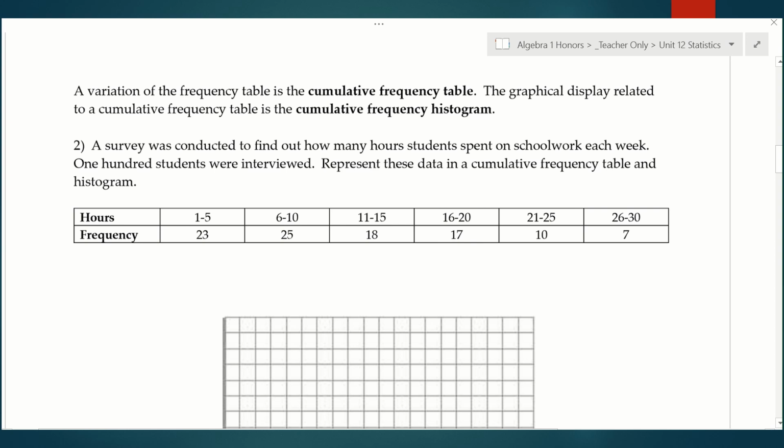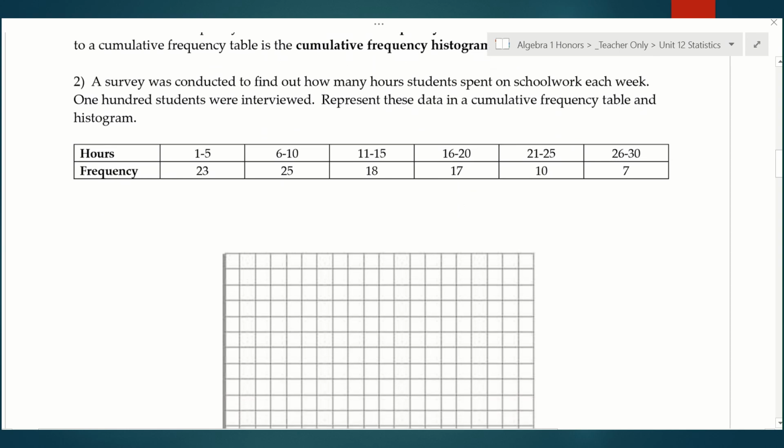Okay, so in this example it says a survey was conducted to find out how many hours students spent on schoolwork each week. 100 students were interviewed. Represent these data in a cumulative frequency table and histogram. We can see that the frequency table has already been created for us. There were 23 students who said they spend between 1 and 5 hours on schoolwork per week, 25 students said between 6 and 10, and so on.